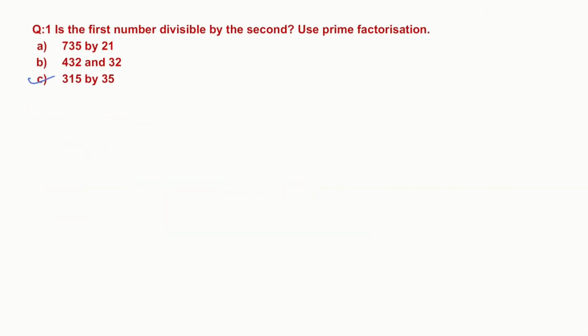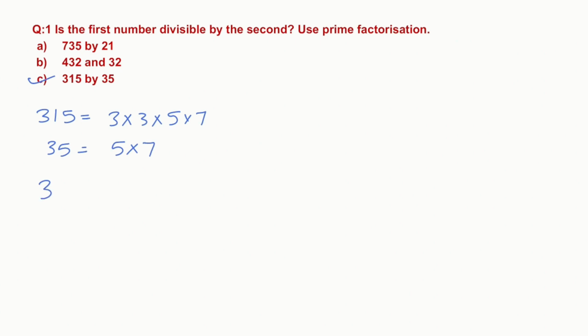Now we are going to do part C. Is 315 divisible by 35 or not? The factors of 315 are 3 times 3 times 5 times 7, and the factors of 35 are 5 times 7.